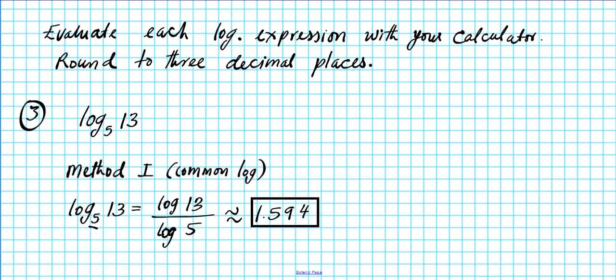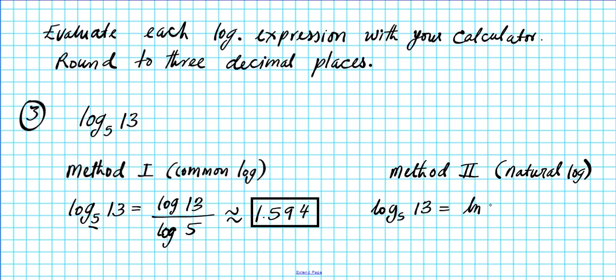Now let's do the same problem using a different method. Method 2 is your natural logarithmic approach. So using natural log. Now, log base 5, if we want to convert this into natural log or log base e, we'll simply apply the change of base formula again. So we have ln, log base e, of the logarithmic argument, which is 13, divided by ln of the base of the original expression, which is 5.